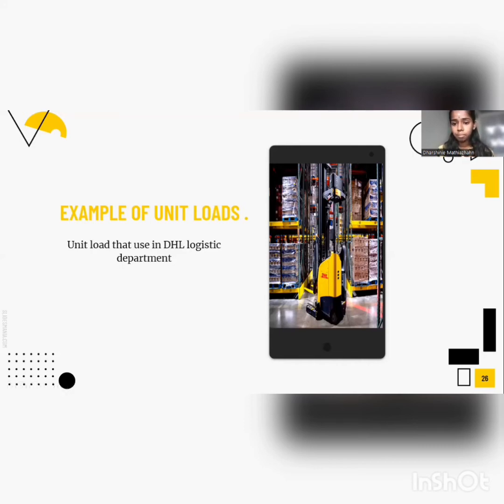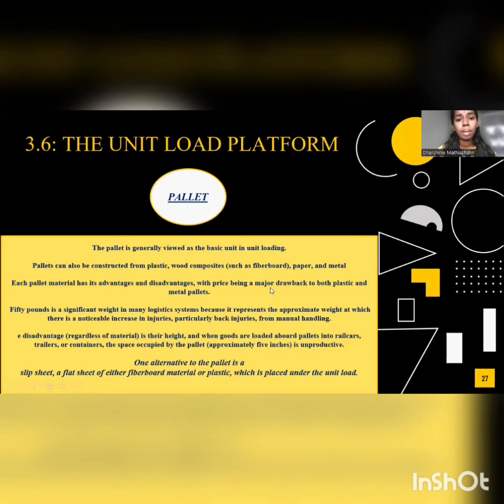Okay, next we go to the unit load platform. The pallet is generally viewed as the basic unit in unit loading. Pallets can be constructed from plastic, wooden composites such as fiberboard, wood, paper, and metal. Each pallet material has advantages and disadvantages, with price being a major drawback to both plastic and metal pallets.